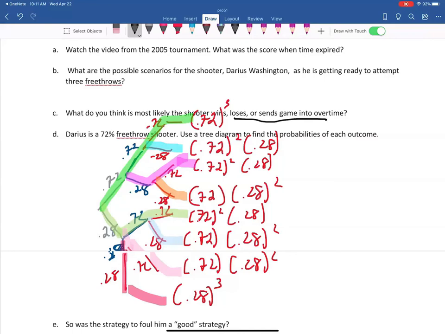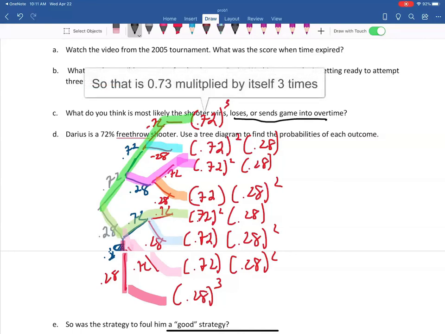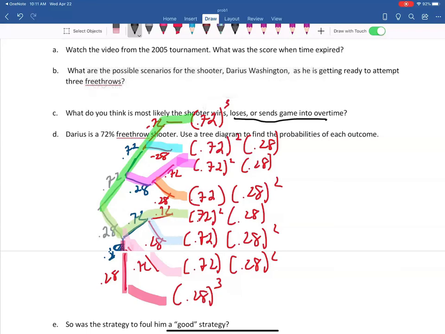Oops, I think I went the wrong way on that one, folks. 0.72 times 0.72 times 0.72 equals 0.37. So 37% of the time, he's going to make all three of those. And maybe you would have thought that would have been a little bit higher because after all, he is 0.72, right? But he's got to make all three of them, okay?